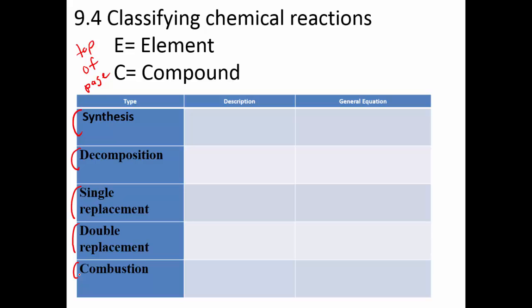Now, one of the things to do before we get started looking at those 5 is we're going to be looking at the idea of E for element and C for compound. An element, remember, could be like sodium, or copper, or diatomics like hydrogen or oxygen, whereas a compound is going to be when 2 or more elements are chemically combined, like sodium chloride, or water, or copper 2 nitrate from our lab.